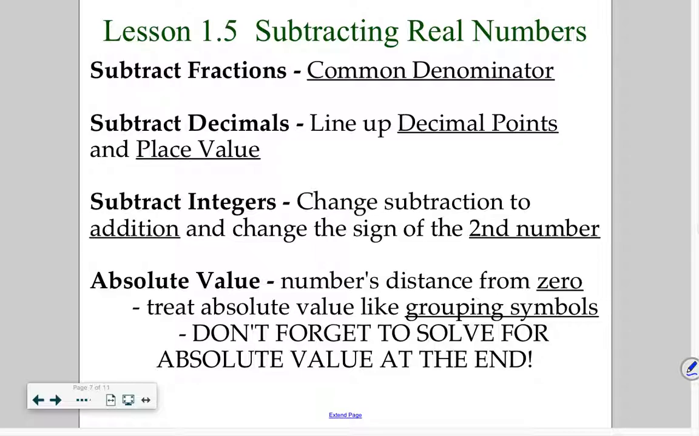Subtracting integers, our famous saying: change subtraction to addition, change the sign of the second number. All subtraction equations can be turned into addition equations.